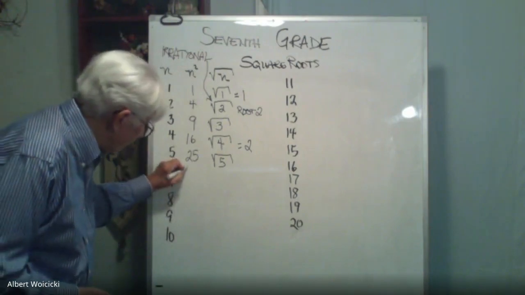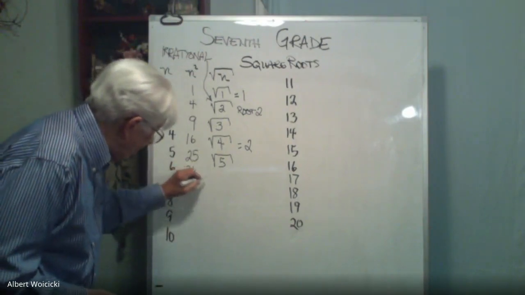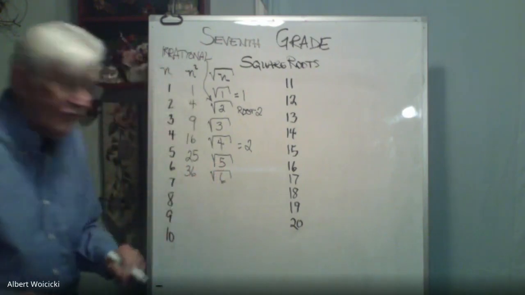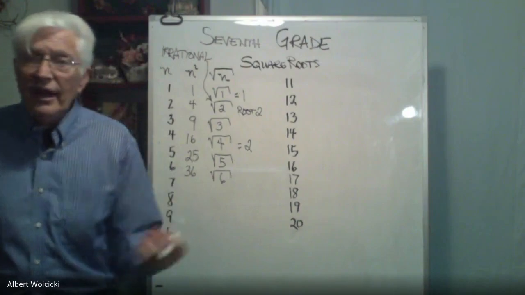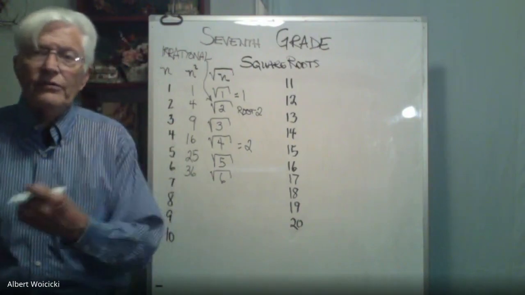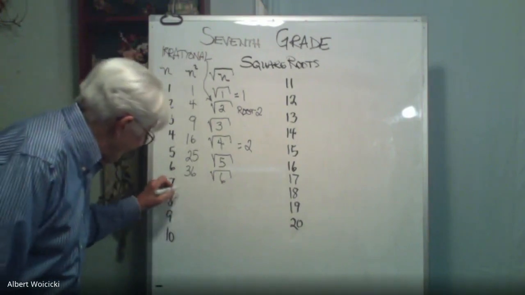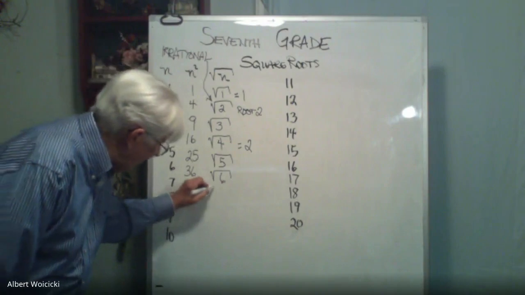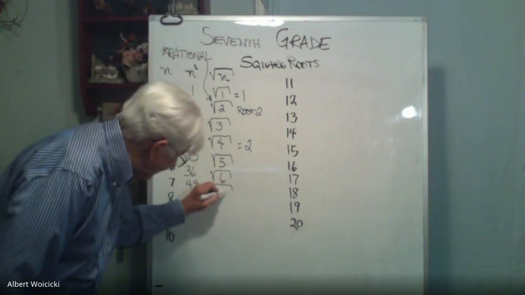6. The square of 6 is 36. But what's the square root of 6? The square root of 6 is the square root of 6. You can't fix it. You just can't fix it. And 7 is just as bad. 49 is easy because I can square 7 and get 49. What is the square root of 7?